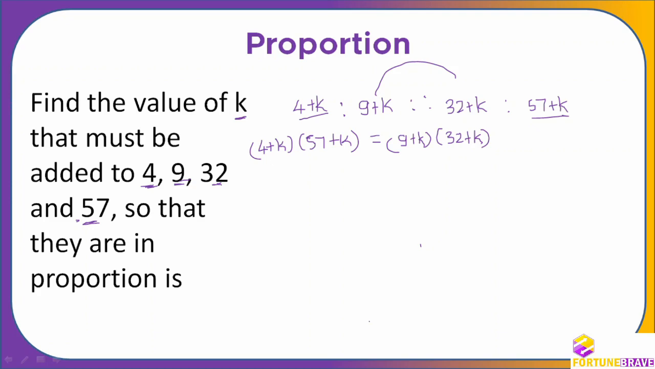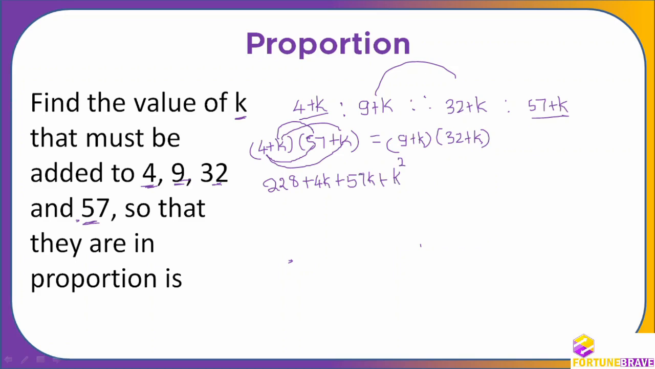So here just observe how we solve it. Now let us multiply these terms. What do we have to multiply? 4 into 57. 4 into 57 is, 57 double is 114, 114 double is 228. So 228, and then 4 into k is 4k, plus k into 57. I know you have all learned how to do this. So 57k plus k into k is equal to k square.